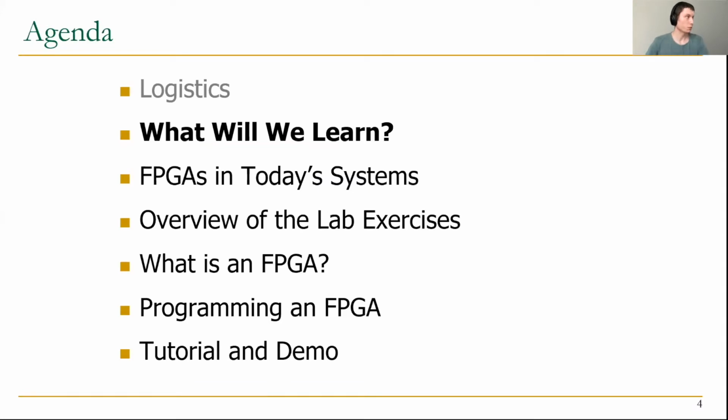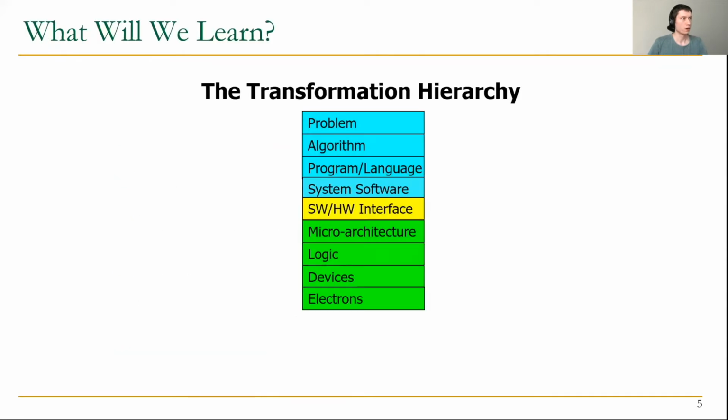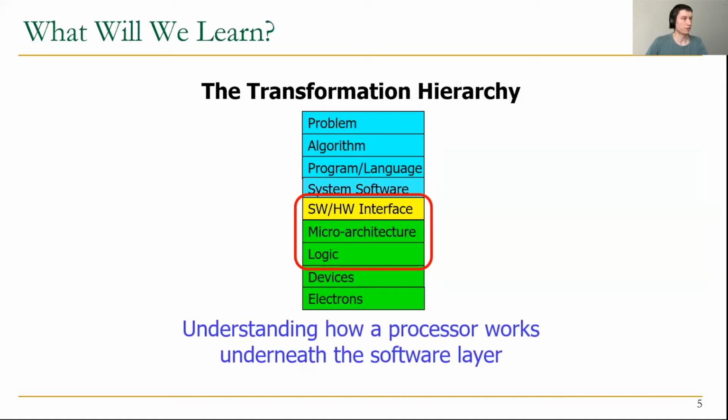Okay, yeah, so let's continue with the next part. What will we learn in the lab sessions? So you have seen this transformation hierarchy multiple times in this class so far. And in the labs, we will work on all these 3 different layers: logic, microarchitecture, and software hardware interface. Specifically, we will be designing logic gates. We will be designing circuits using logic gates. We will be adding new instructions to a processor, and we will also be writing code using the instruction set architecture, or just instructions.